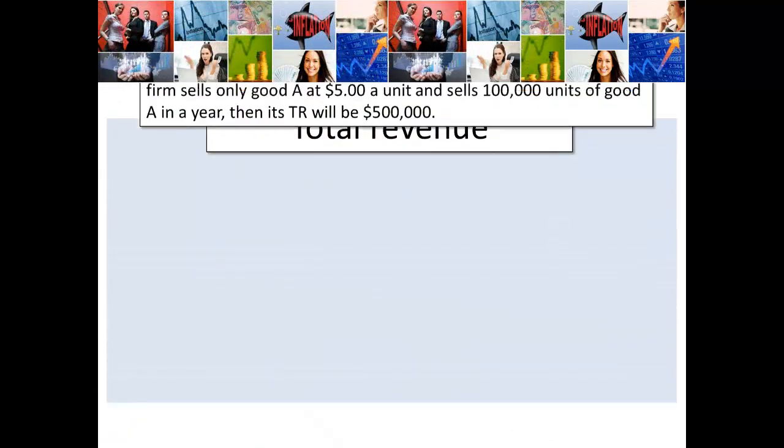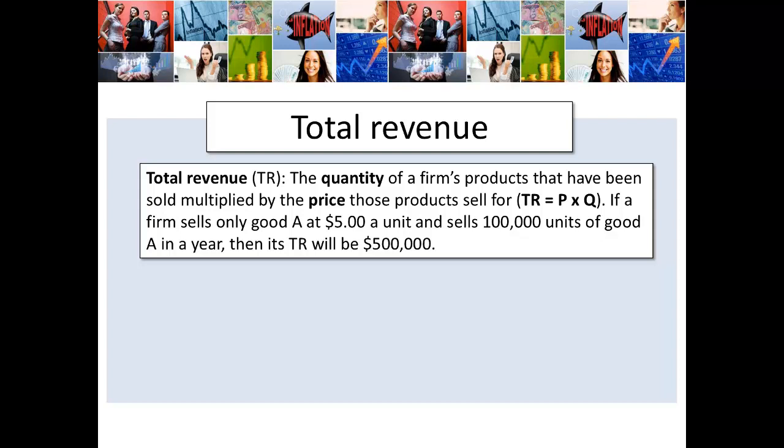Total revenue. The quantity of a firm's product that have been sold times the price those products sell for. So total revenue equals price times quantity, P times Q. So if a firm sells only good A at $5 a unit, sells 100,000 units within a year, then the total revenue for the firm is going to be $500,000. So a nice easy calculation there.